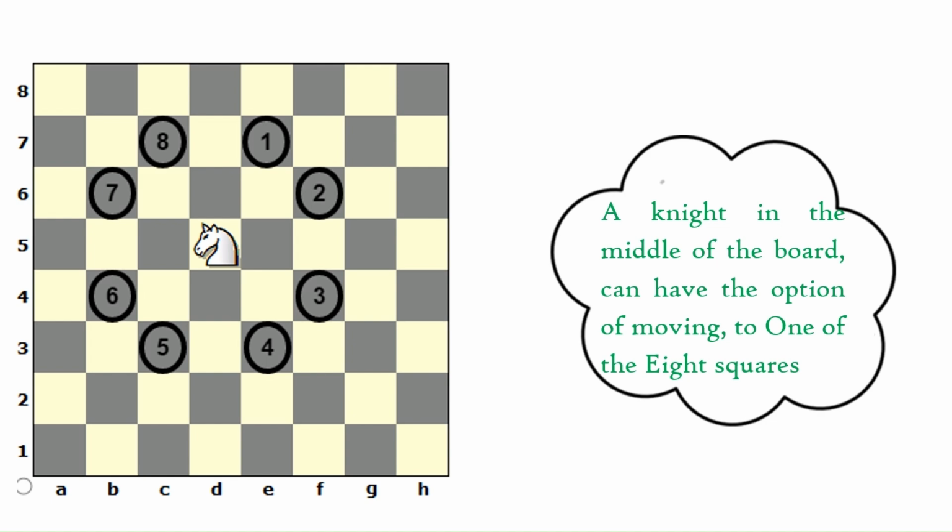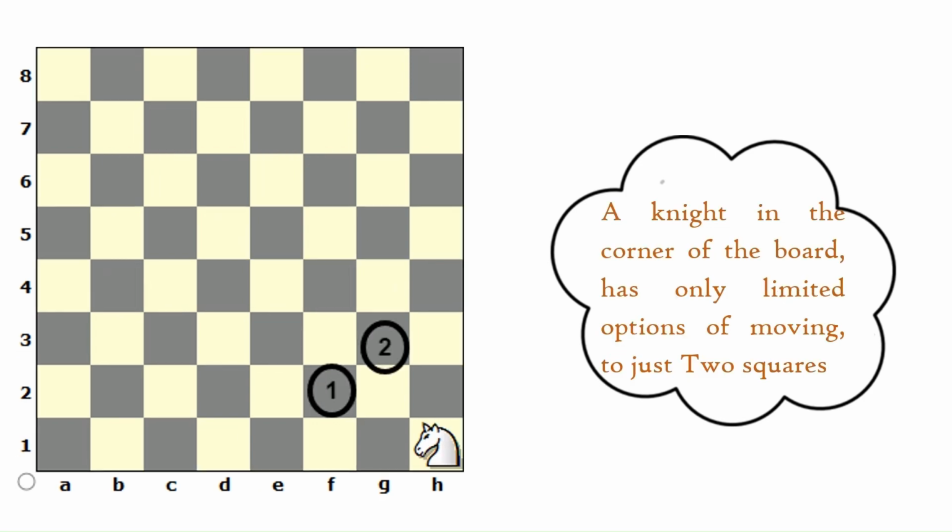The knight in the middle of the board has more reach than a knight which is in corner. A knight in corner has just 2 squares. The knight in the middle has more choices.